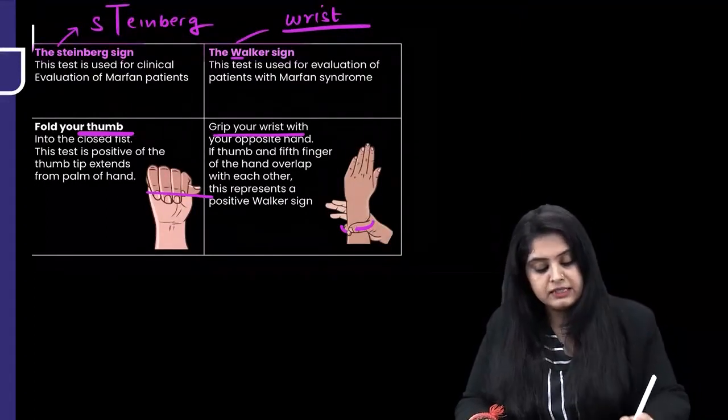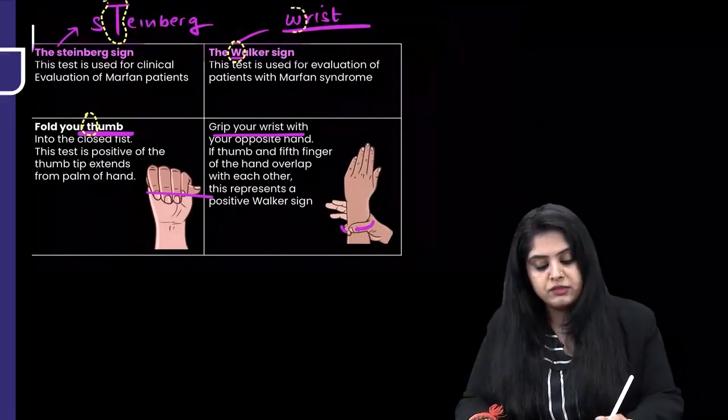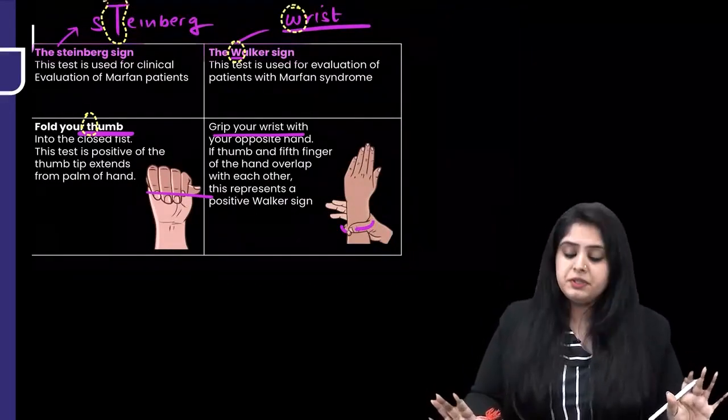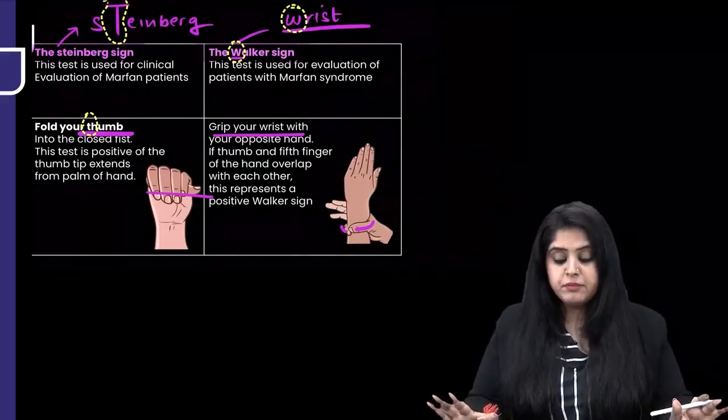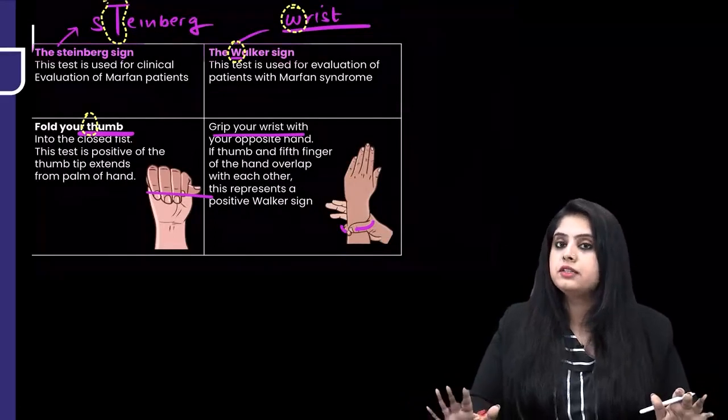In Steinberg sign, remember T, because that is the thumb sign. And then when we talk about Walker sign, that is going to be the wrist sign. Simple. That is all that you see in Marfan's. Very important: autosomal dominant disorder. He has a very dominant and powerful father. Done.